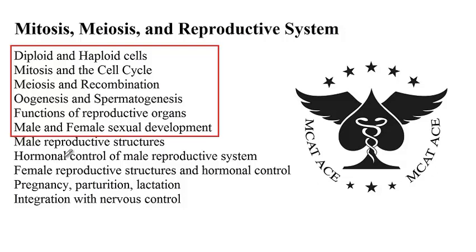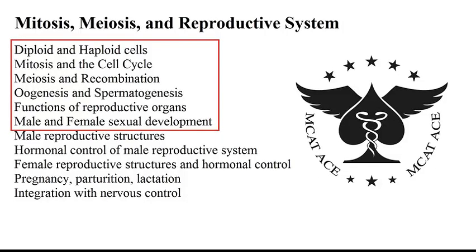Alright, and then in the second part we will go over the male and female reproductive structures and the hormonal controls of the male and female systems. And then finally we will discuss integration of our reproductive system with the nervous control, how basically the reproductive hormones affect our brain. And then from there on, we will, as always, conclude our video with some practice questions.